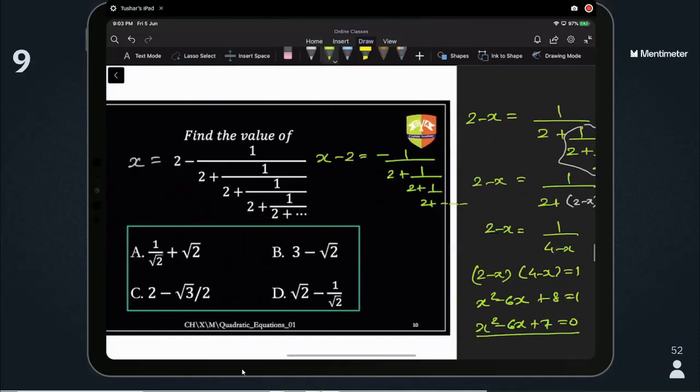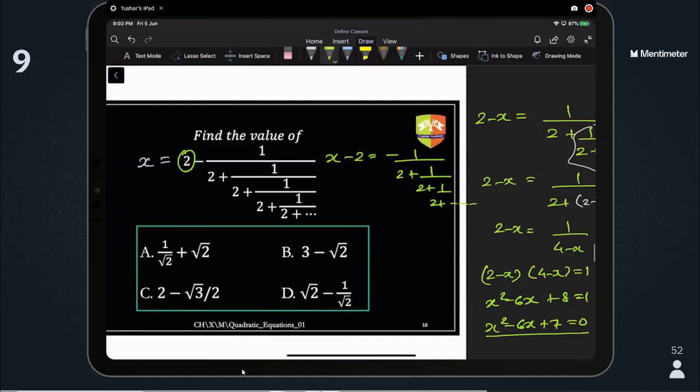But this entity x is less than 2. So what will be the value? 3 minus root 2. Isn't it?